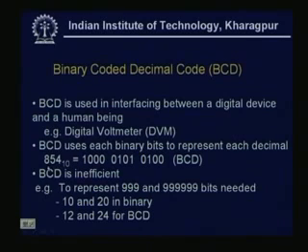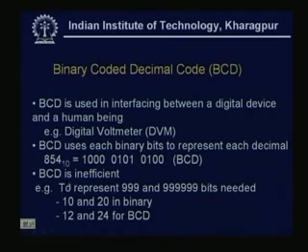Say if we take one example, this is 854 in decimal number system, then each decimal digit is represented as a 4-bit binary number. That means 8, the way we have converted just now, will be 1000. The 5 will be 0101, and then 4 is 0100. So, this will be the BCD code.